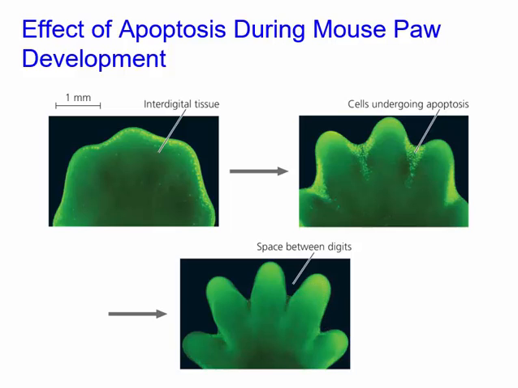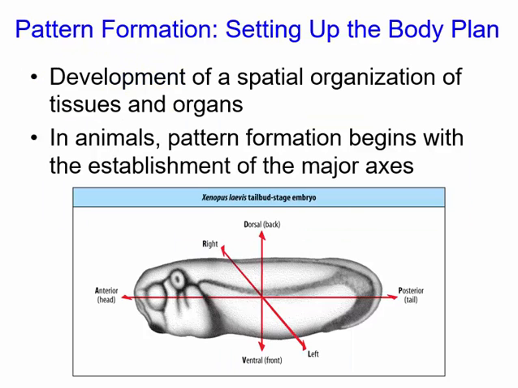So that apoptosis isn't just a bad thing where the cell is dead or there's a mistake been made. It can be, but it's also really critical in development in something like this. Another really important area of development is pattern formation. This idea of the body plan taking shape.